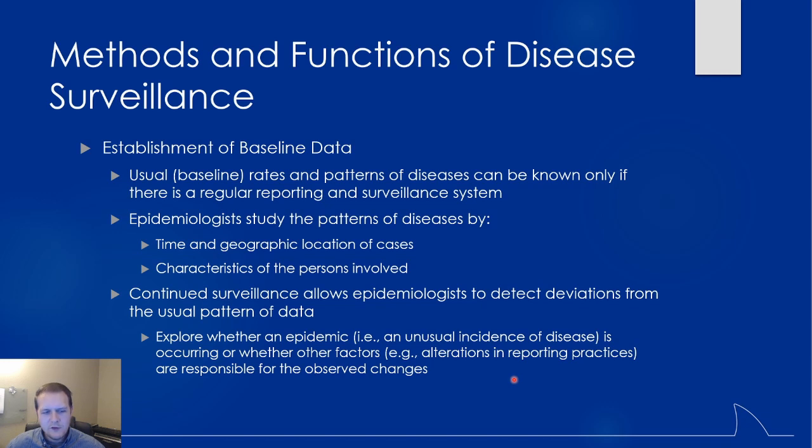And then once you get your baseline, you do continued surveillance, and it allows you to look for deviations, right? It allows you to look for changes to see if there is a problem going on or if there is an epidemic brewing, for instance. And so they can look to see: is it epidemic? Is it an unusual incidence of disease for that time and that place and those types of individuals? Or could there be other factors involved here? Could it just be alterations in reporting that could be responsible for those observed changes, right? Have definitions changed, have diagnostic modalities changed? What has happened to cause these numbers to go up? And is it actually a true increase or not?